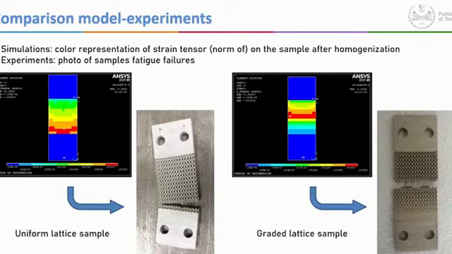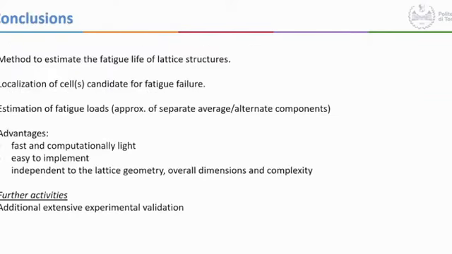So the lifetime is almost the same because the most loaded cell is subjected roughly to the same load, but the location is different because in one case we have a uniform, in the other case a graded lattice sample, and so the position of the maximum strain value in this case is different and is predicted by the model.